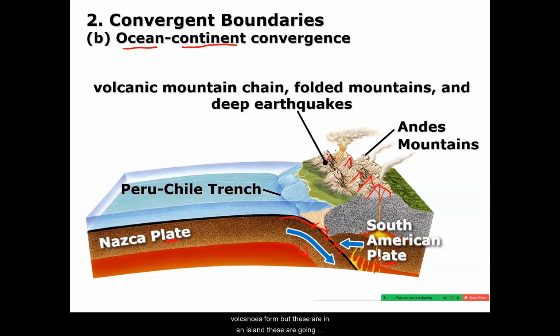But these aren't an island. These are going to form on the edge of the continent. In this case, the Andes Mountains are the reflection of that extra magma being added as this oceanic plate subducts and melts.